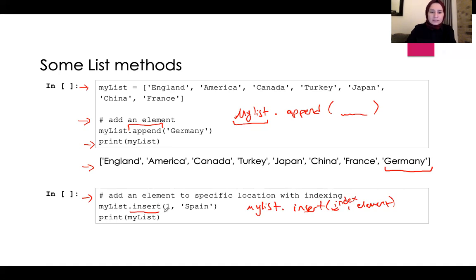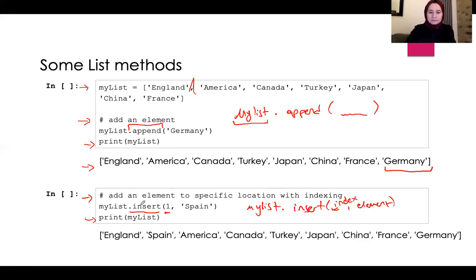As you can see, the index number for Spain is 1. Therefore, we want to put it in the place where the index number is 1, so this will come after England here. And when we print this list, this is the result you will get. As you can see, Spain is inserted at the place where the index number equals 1, and we have Germany at the end.